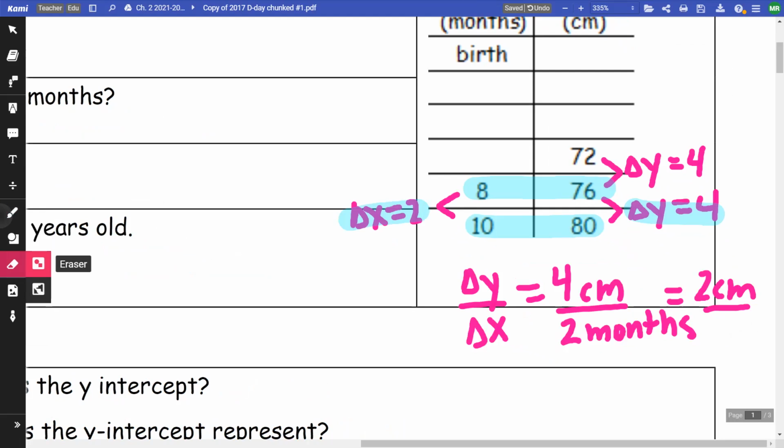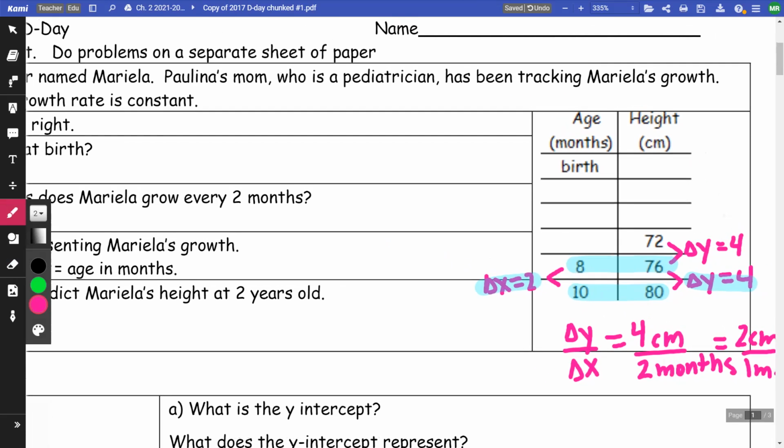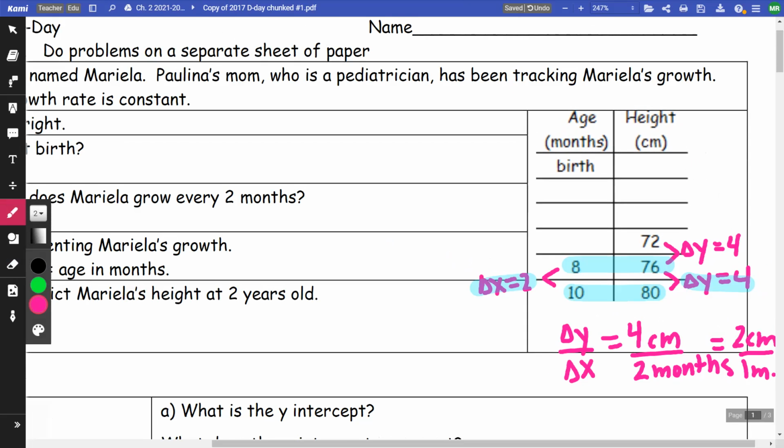Okay. And so now let's answer some of the questions and fill in the table. I'm just going to put M for month. So if I continue going backwards, 72 minus 4 would be 68. Minus 4, that would be 64. Minus 4, I get 60. So at birth, she was 60 centimeters. And then I'm going to go by 2's going backwards. So 6, 4, 2, and then birth is 0 months.